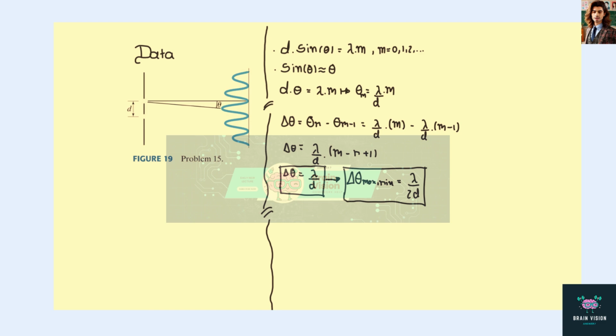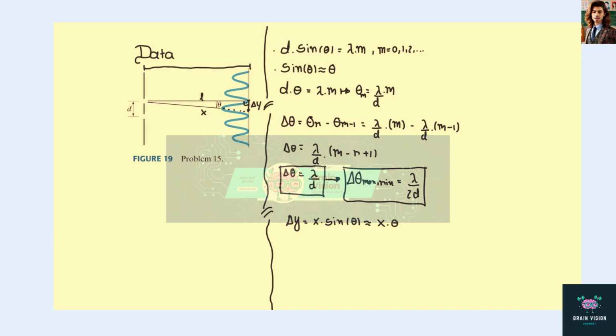We can now proceed and calculate the separation delta y between a maximum and a neighboring minimum on the screen. This delta y is the distance between a minimum and a maximum. Note that we can extend this line to get a right triangle. Now let's call this x and this L. L is the separation between the screen and the double slit. With that, we can conclude that delta y is equal to x times the sine of theta. But theta is a very small angle, therefore we can approximate it as x times theta.